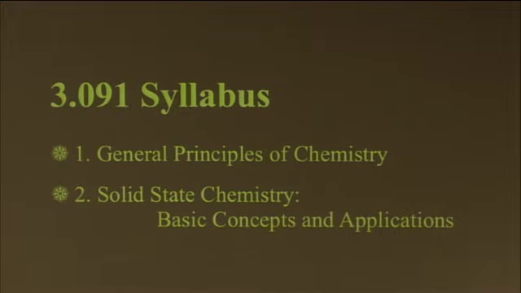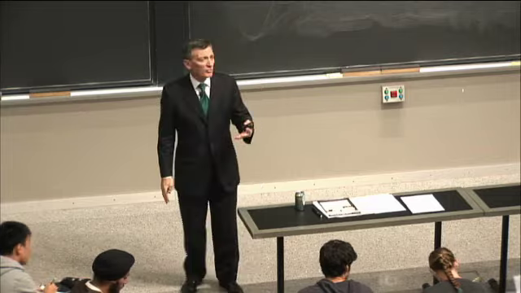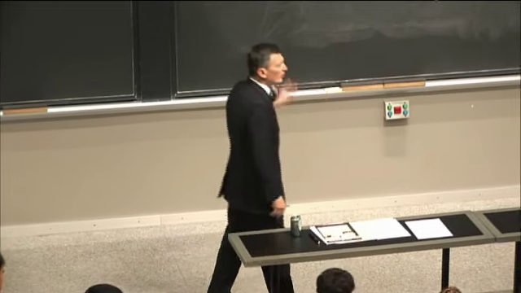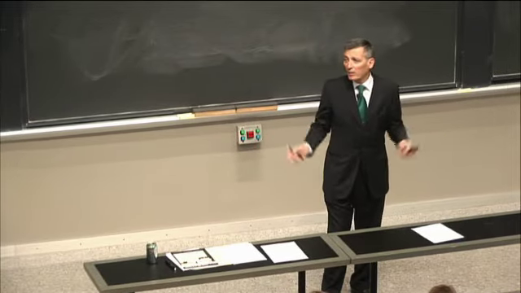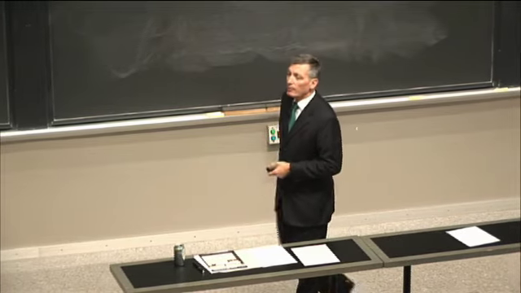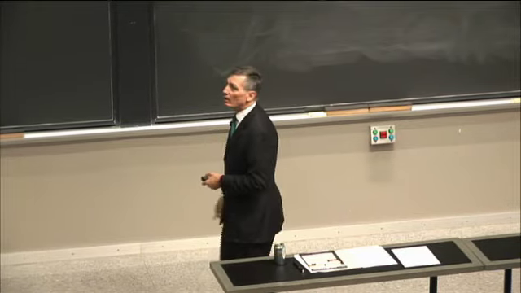So the syllabus has two major blocks. First block is general principles of chemistry. It's going to be about the first 5 weeks. And that's the same stuff that you get here, 5.11.1, 5.11.2, the basics of electronic structure and bonding. And then we part company. And in 3091, we dig down into solid-state chemistry.